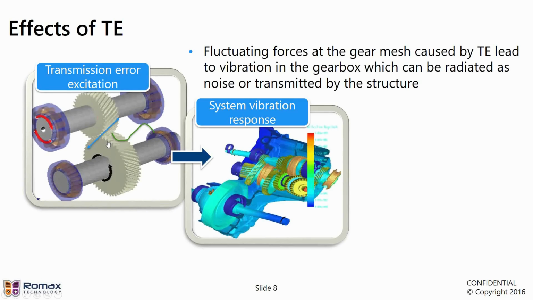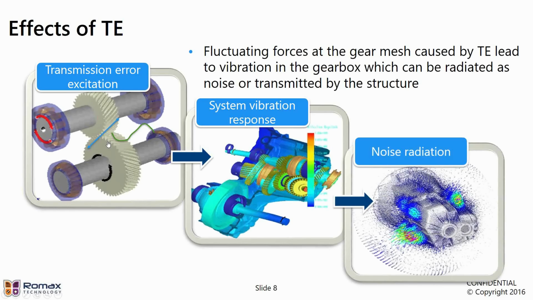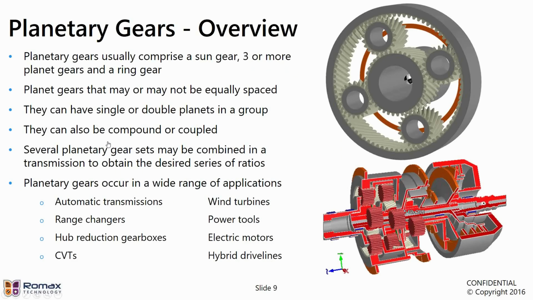The whole system vibrates and responds dynamically to that excitation. Vibration can be transmitted through the mounts of the gearbox to other parts of the structure, and can also be radiated as noise and heard that way. So that was just a very quick overview for those of you that missed the earlier webinars. Now we're going to get onto the topic of planetary gears in some more detail.